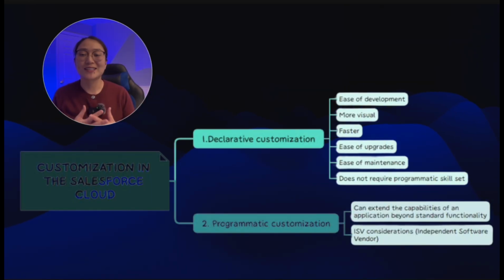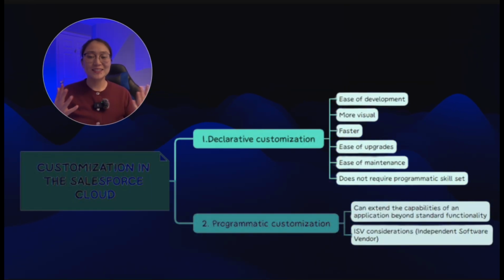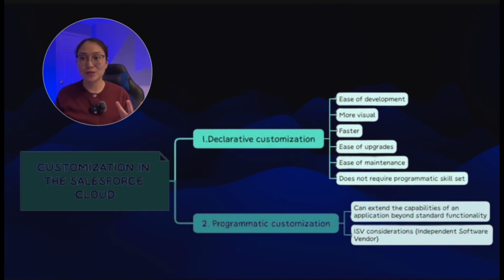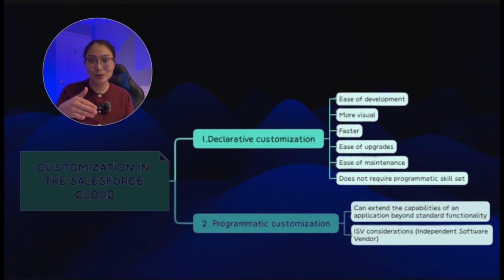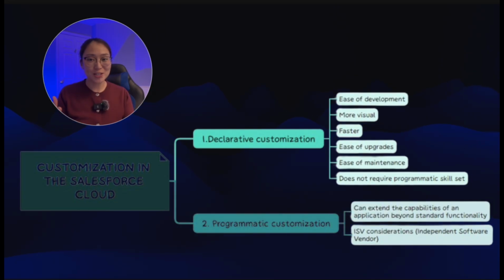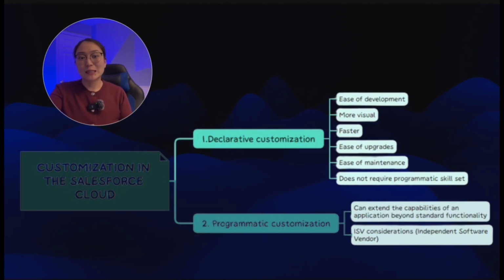So think of it like this. Declarative customization is about building and customizing using Salesforce standard tools. Programmatic customization is about extending Salesforce when those tools reach their limits. Both are important, but for a builder, and especially at the beginning, declarative customization is your foundation.